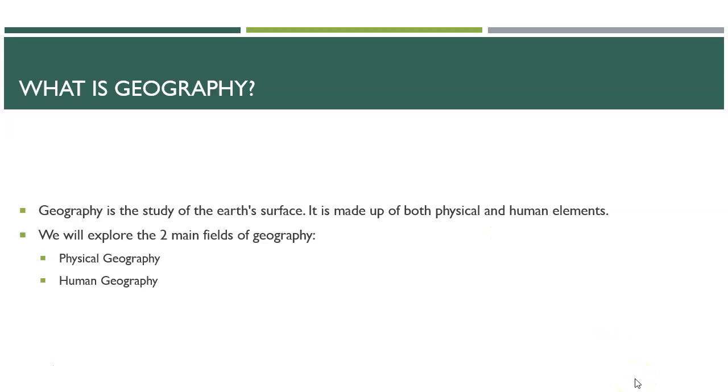The first lesson is on what is geography. Geography is just the study of the Earth's surface. It's made up of both physical and human elements, which divide into two main fields of geography. You've got physical geography and you've got human geography. And in this course, we're going to look at both of them.